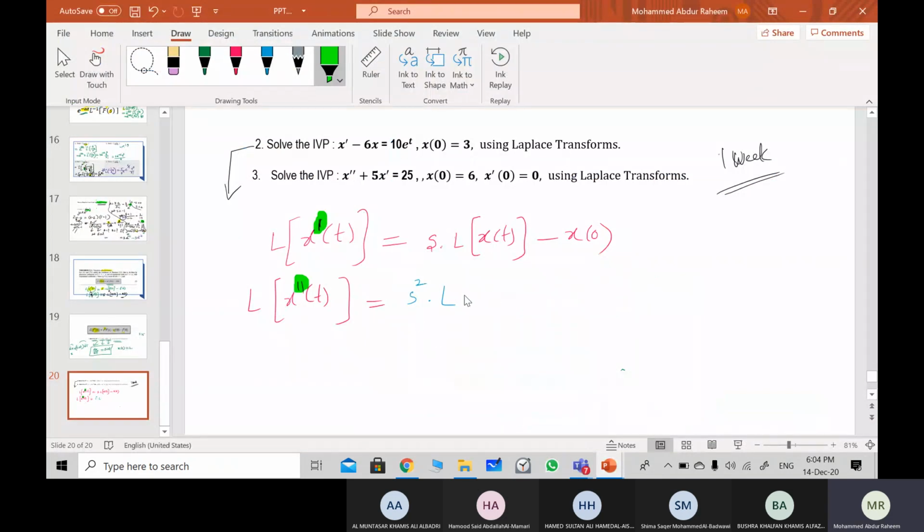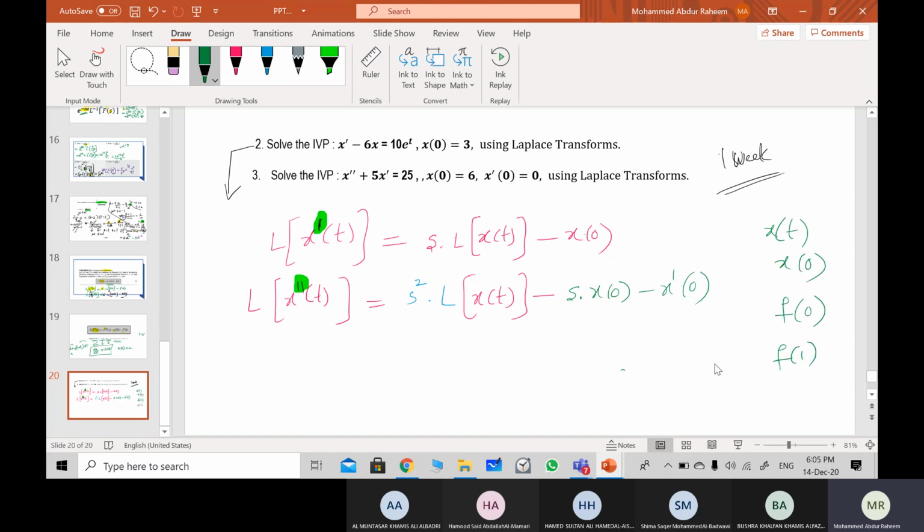s squared L of x(t) minus s x of 0 minus x dash 0. This is not x multiplied by 0. Some people feel like that. No, it is x of 0, x of t, like that. Like f of 0, f of 1, you know it? A function whose variable takes 0, like that.